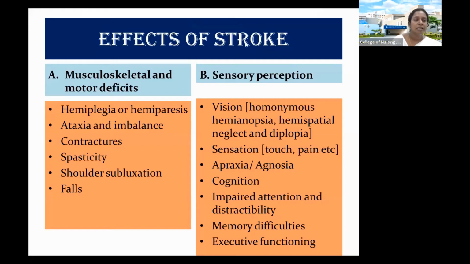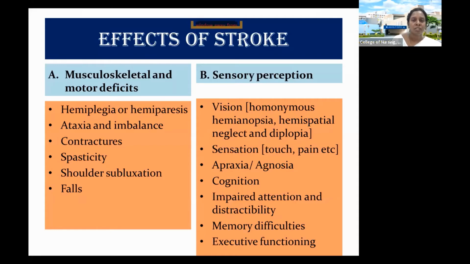Apraxia is they lose ability to use objects. Like if we give them a comb, they will not know it is for combing their hair. Or if you give them a pen, they will not know that it is used for writing. So those are apraxias that patients can have. Agnosia is they lose the ability to identify through senses. Agnosias can be of different types, color agnosias, where they cannot differentiate colors. Or if you give them an object, they cannot sense it with their hands and identify what object it is. So those are agnosias that patients can have.